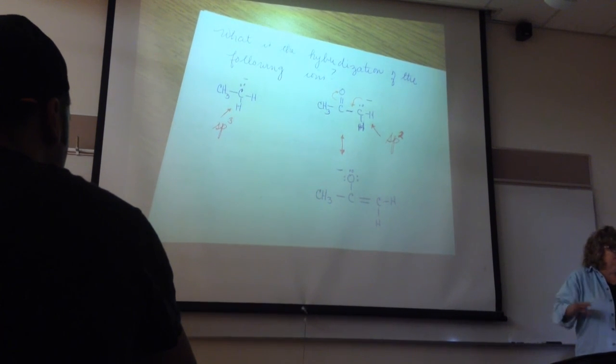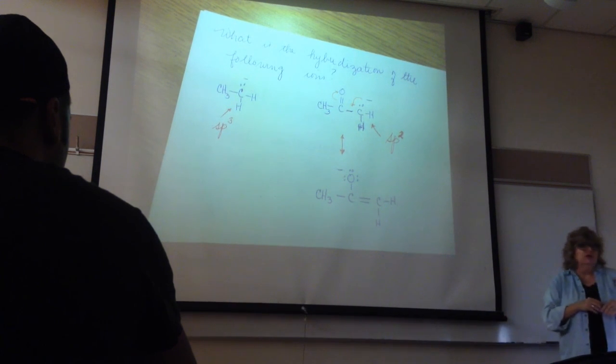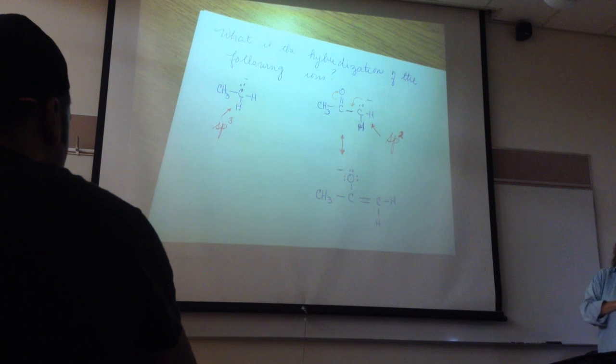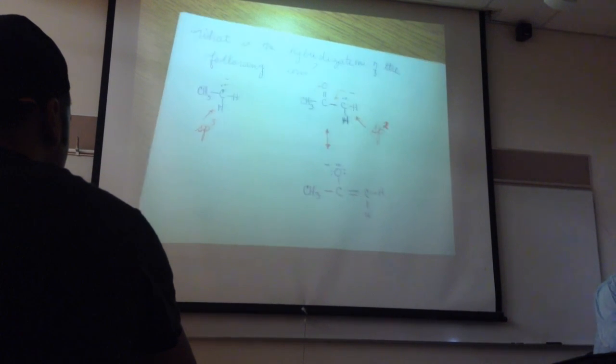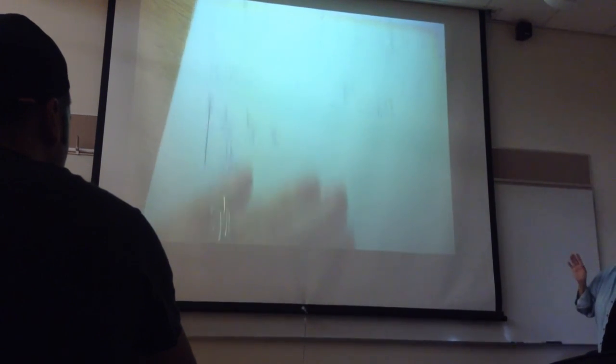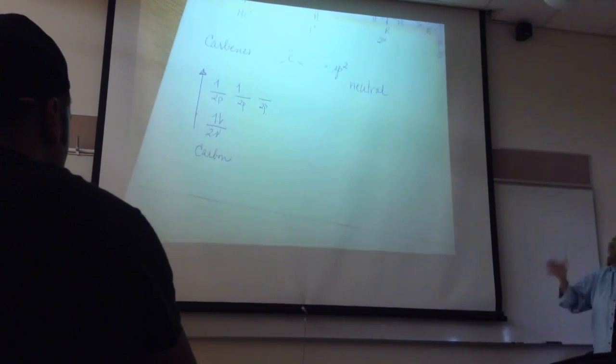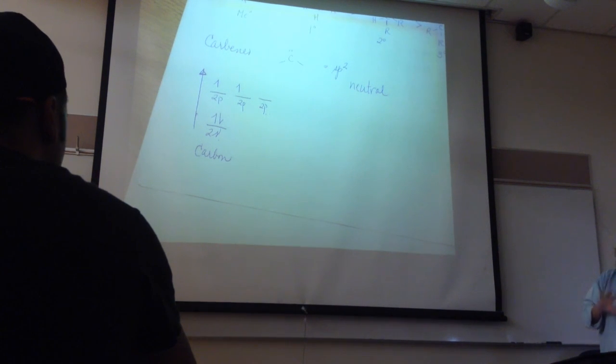Yes? What's the stability of the carbenes? There's nothing. Carbene is just one thing. There's no primary, secondary, tertiary. Carbene is just carbene. There's not more than one option for carbene. Okay, so I really am done with this chapter, done.